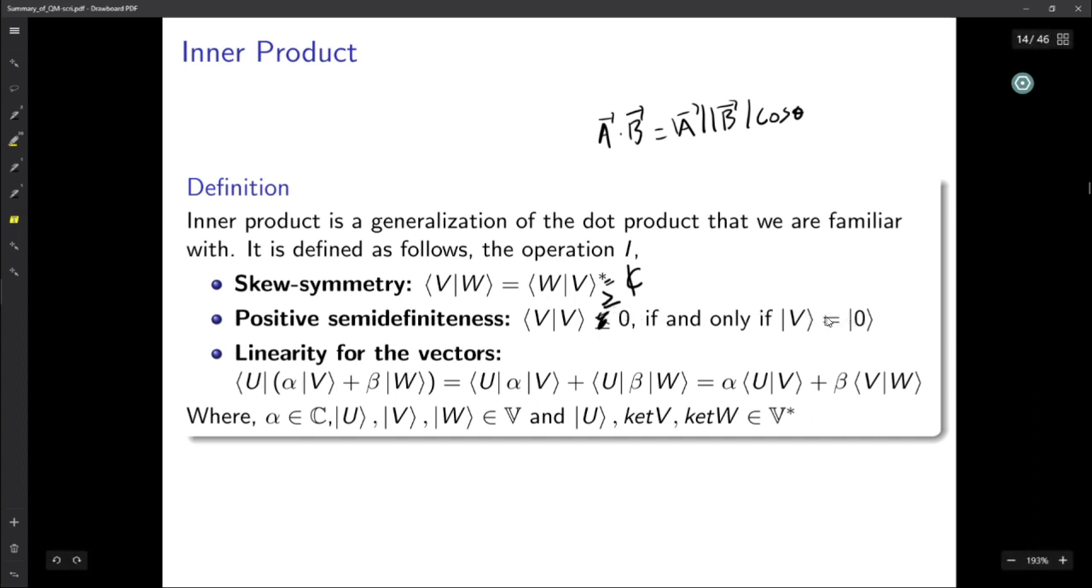If and only if V is not zero. Okay, so if it's not zero, then it's definitely larger than zero. But if it is zero, it's definitely not larger than zero, not even larger than or equal to. But if it is the null vector, then the inner product is definitely zero. And this is how we will define the norm, or the length of a vector, generically speaking as well.